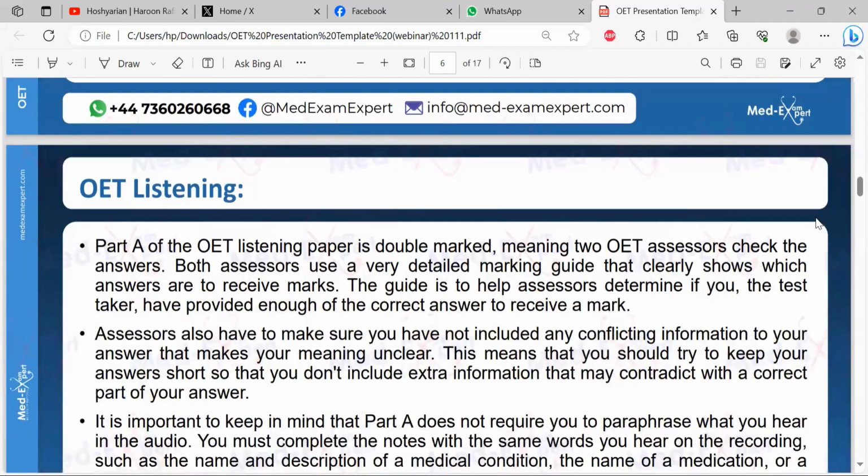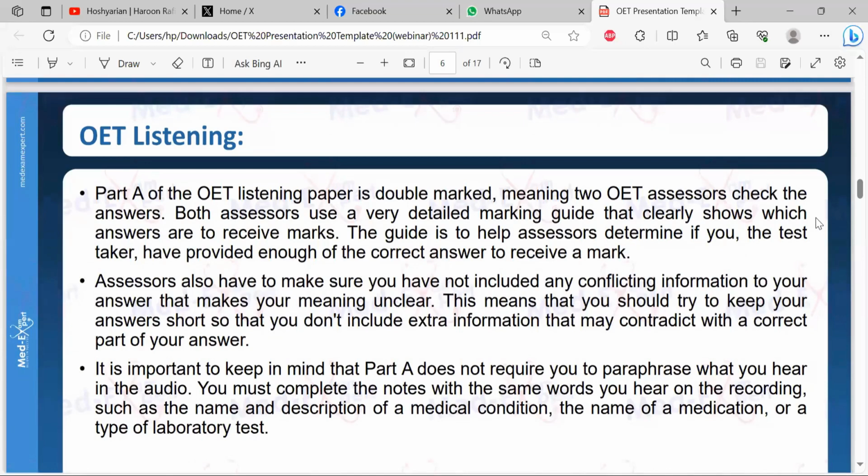So the thing is, OET listening part A is double marked, meaning 2 OET assessors check the answers. Both assessors use a very detailed marking guide that clearly shows which answers are to receive marks. The guide is to help assessors determine if you, the test taker, have provided enough of the correct answer to receive a mark.